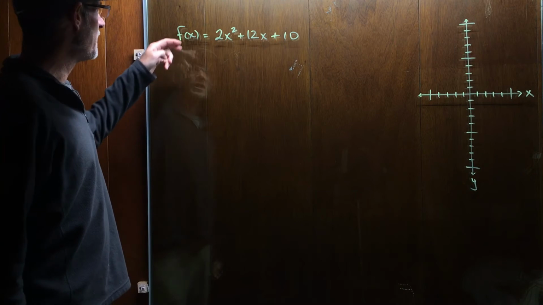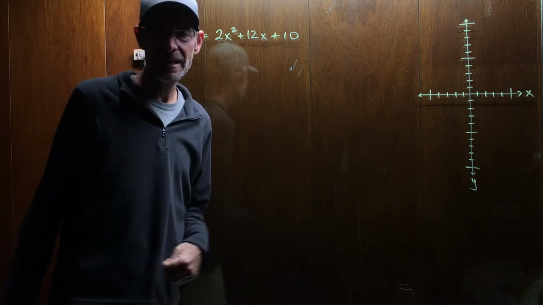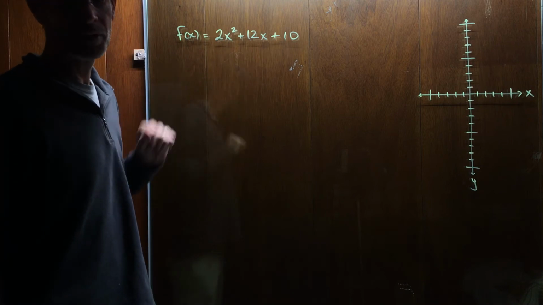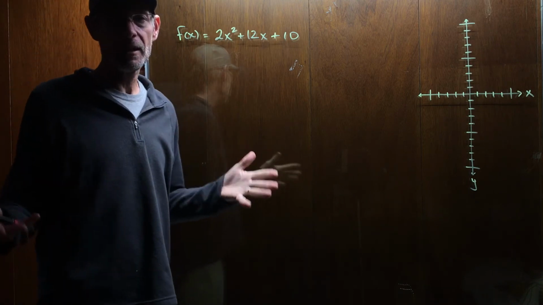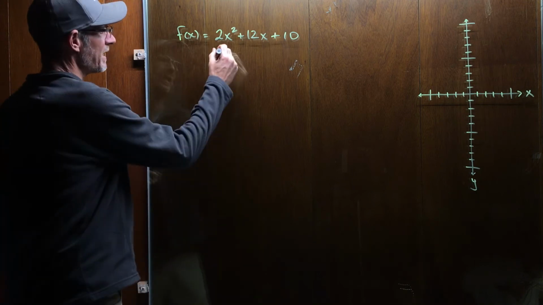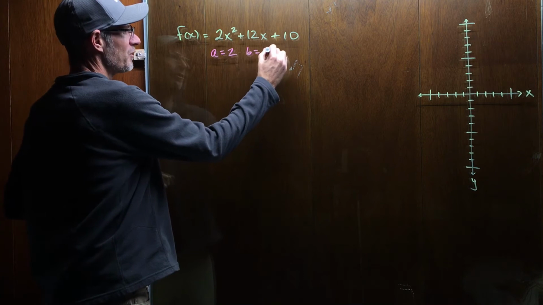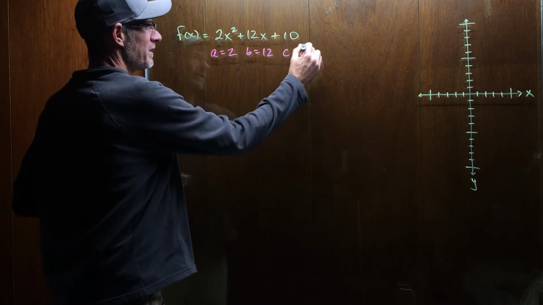Here we have the function f of x equals 2x squared plus 12x plus 10. I can tell that that function is in standard form because there are no parentheses. So when I look at this function, I can see that my a value is 2, my b value is 12, and my c value is 10.